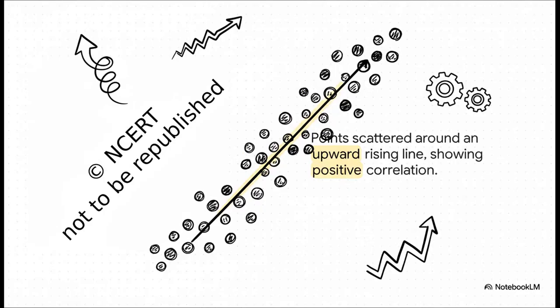Okay, have a look at this first diagram from your textbook. Do you notice how the dots are generally moving in an upward direction? From the bottom left corner up to the top right? That upward slope is a clear visual sign of a positive correlation.